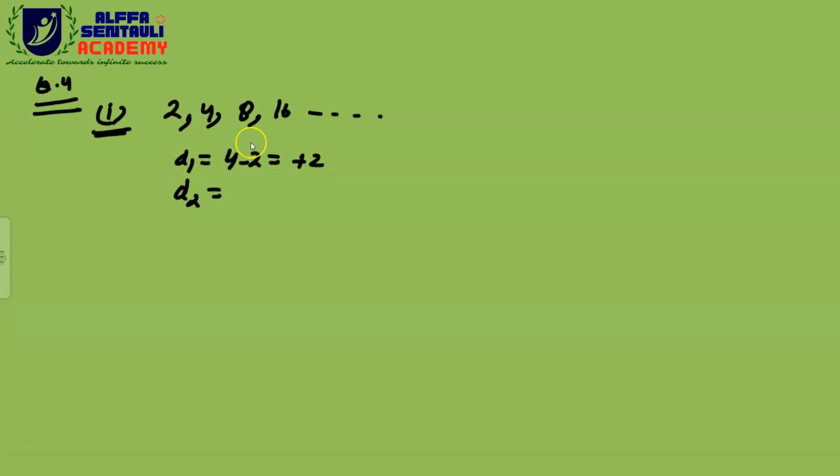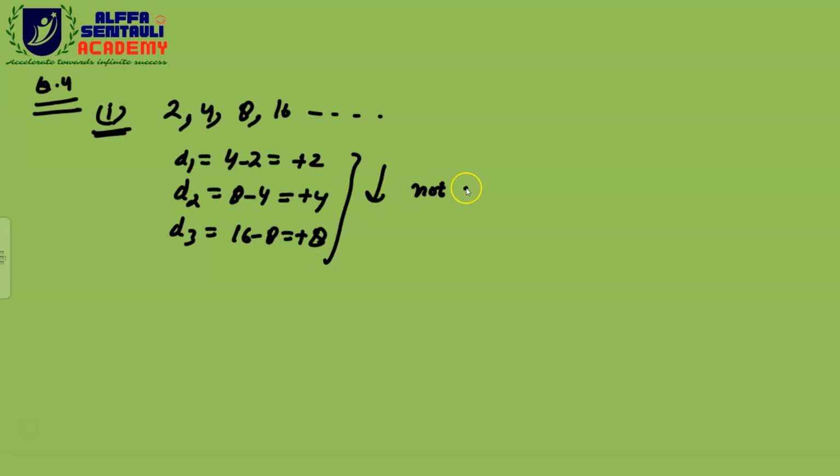Then D2 should be what, beta? 8 minus 4 is plus 4. Then D3 would be what, beta? 16 minus 8 is how much? Plus 8. So you see, beta, this common difference is increasing. This is not constant. So if this is not constant, that is not an AP. Not an AP.